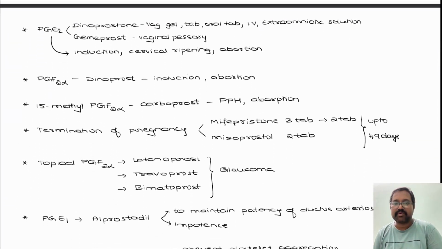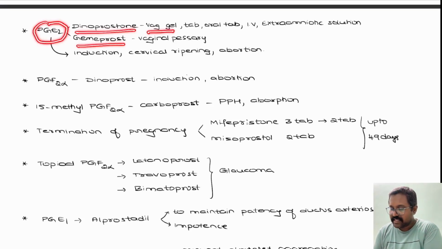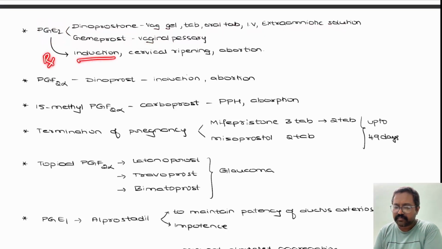Next, coming to the prostaglandin analogs. Prostaglandin E2 analogs: we have dinoprostone and gemeprost. They are available in the form of vaginal gels, oral tablets, IV preparation, and extra-amniotic solution, and gemeprost is available in the form of vaginal pessary. Basically, their uses are labor induction, cervical ripening, and abortion.